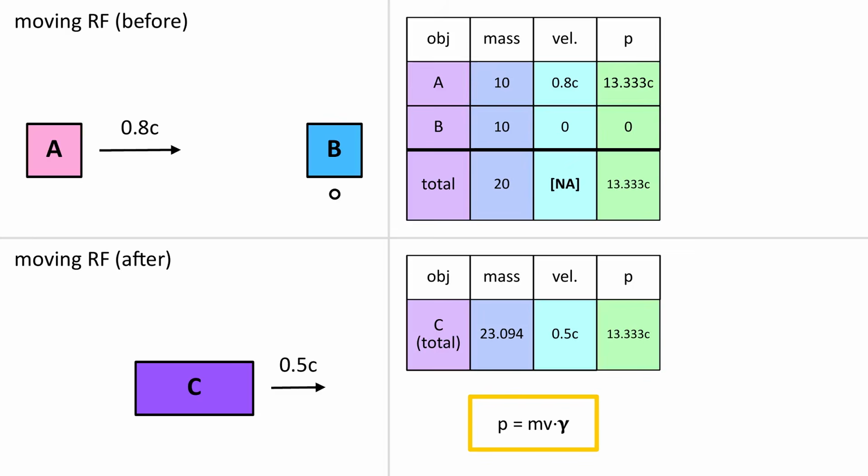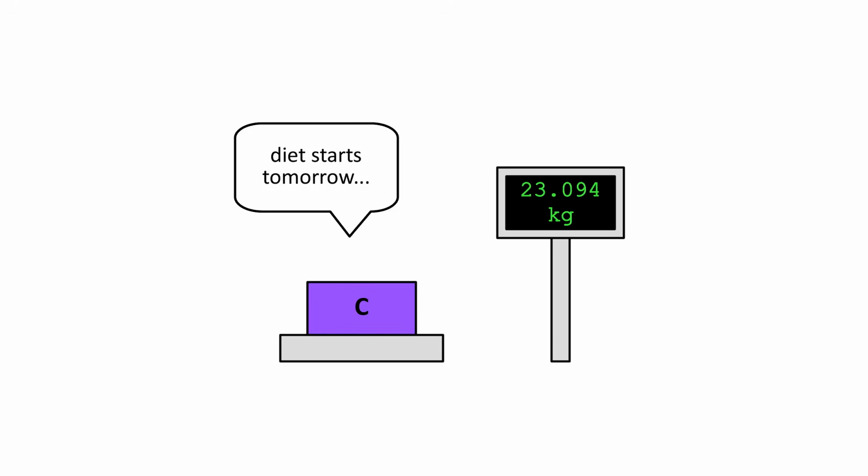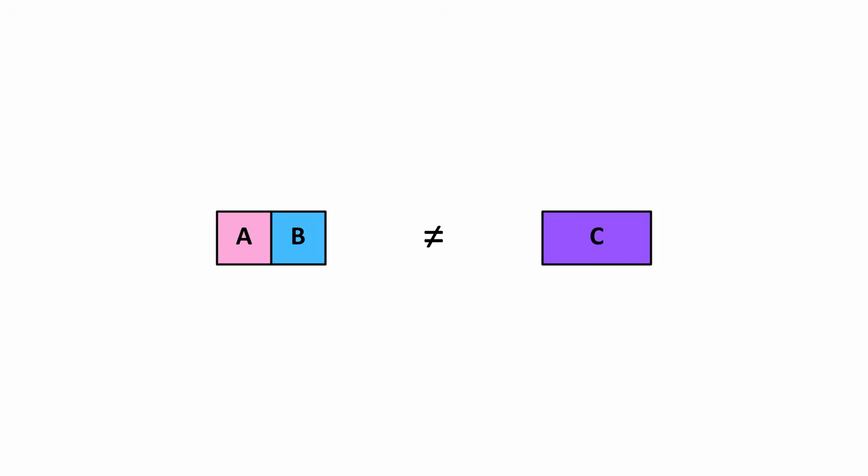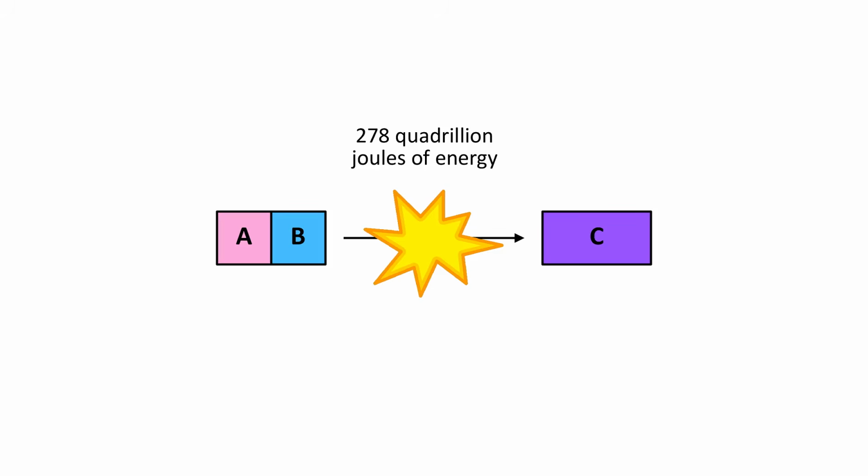This is not some kind of illusion. Block C really is 23.094 kilograms. In fact, it's its same mass no matter what reference frame you're in. It seems impossible for it to be more than 20, but it makes more sense when you realize block C is not simply A and B together. It's a brand new object created by an extremely energetic collision.